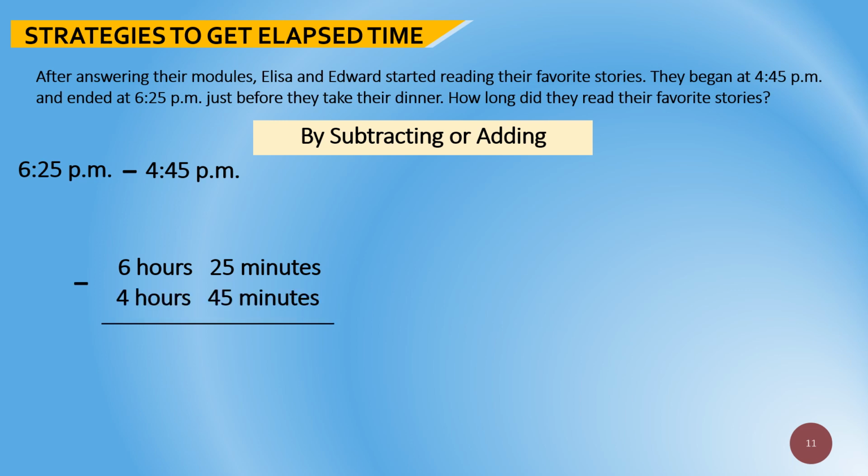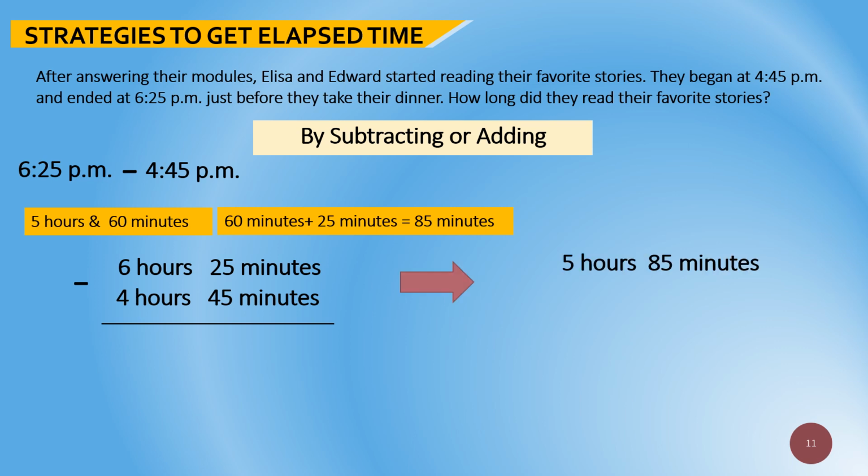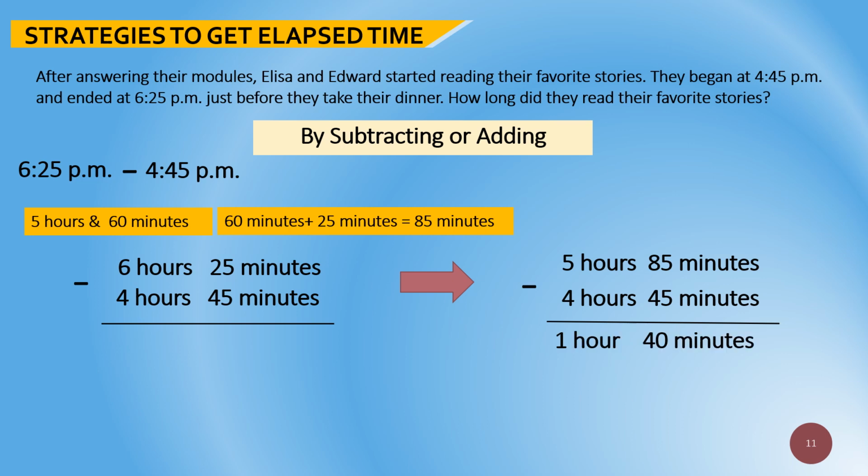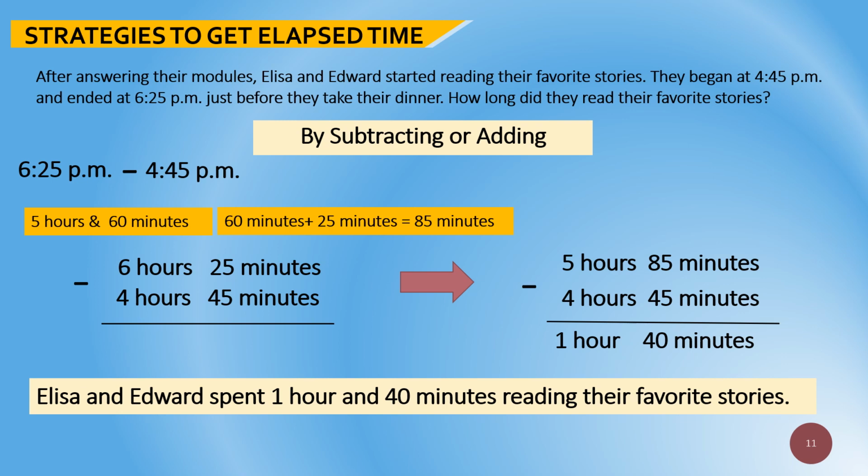We cannot subtract 45 minutes from 25 minutes, so we regroup 6 hours, and 6 hours will become 5 hours and 60 minutes. 60 minutes will be added to 25 minutes, which is equal to 85 minutes. After regrouping, 6 hours and 25 minutes will become 5 hours and 85 minutes. We can now subtract 4 hours and 45 minutes, which is equal to 1 hour and 40 minutes. So, the answer is, Elisa and Edward spent 1 hour and 40 minutes reading their favorite stories.